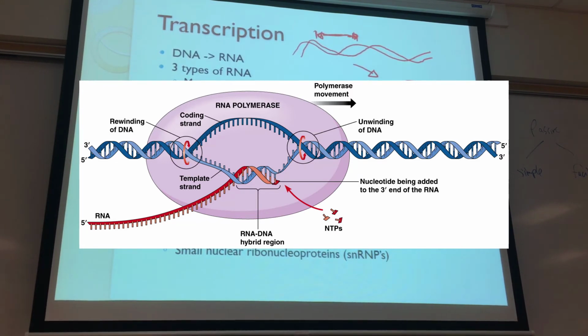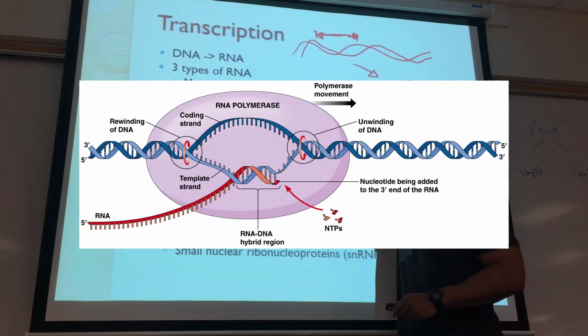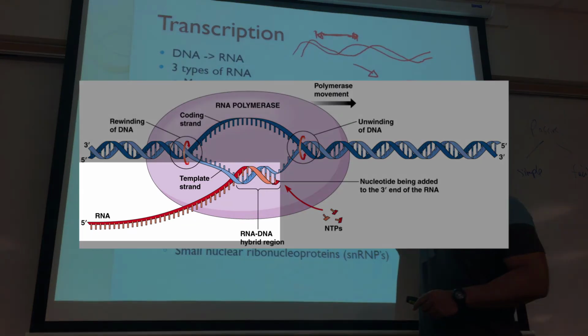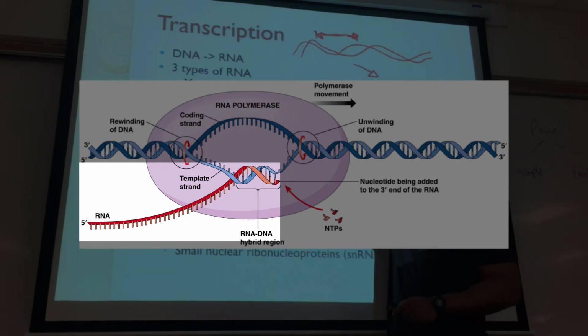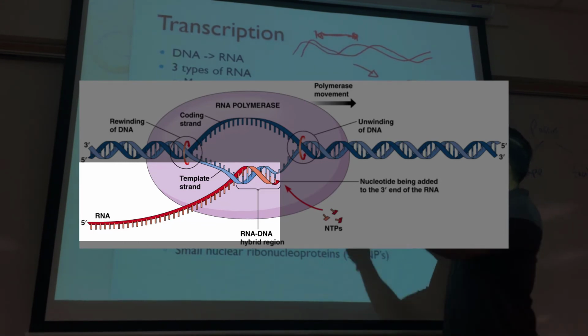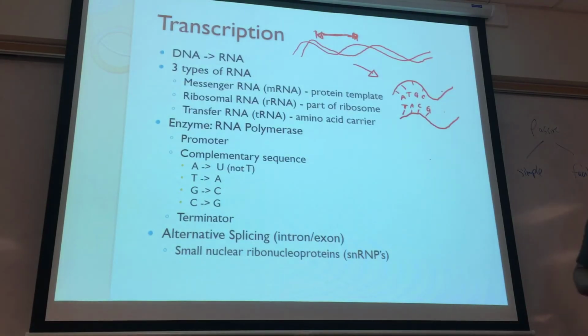A binds to T, T binds to A, G binds to C, and C binds to G. So this is the complementary sequence. We're going to take this portion right here and transcribe it into RNA. What is involved is an RNA polymerase, an enzyme that creates an RNA and strings a bunch of nucleic acids into a polymerized form of RNA. And it's going to recognize the very first portion of that sequence.